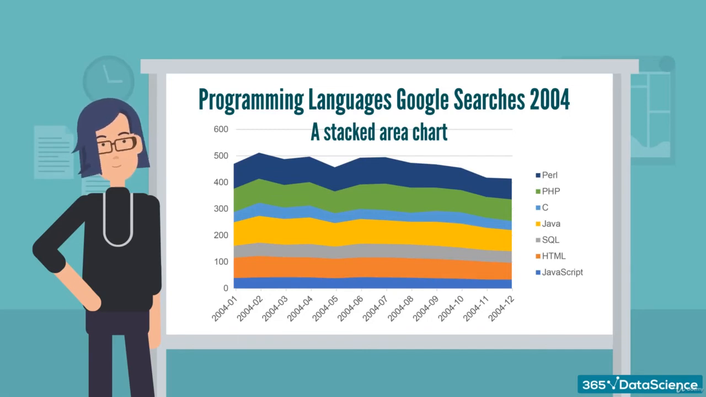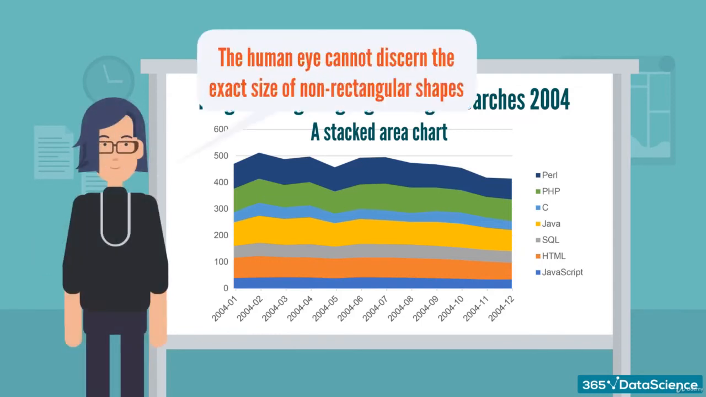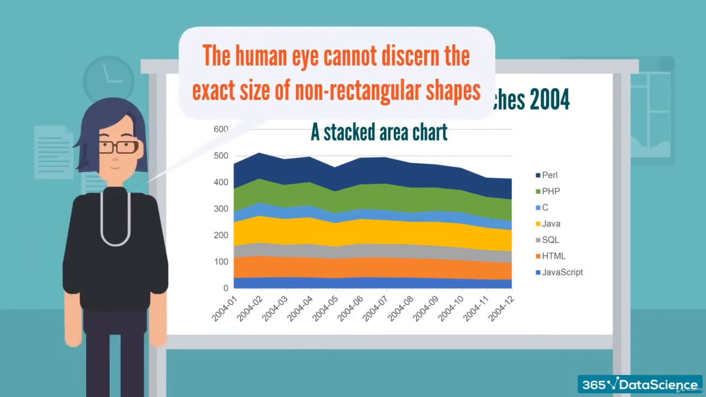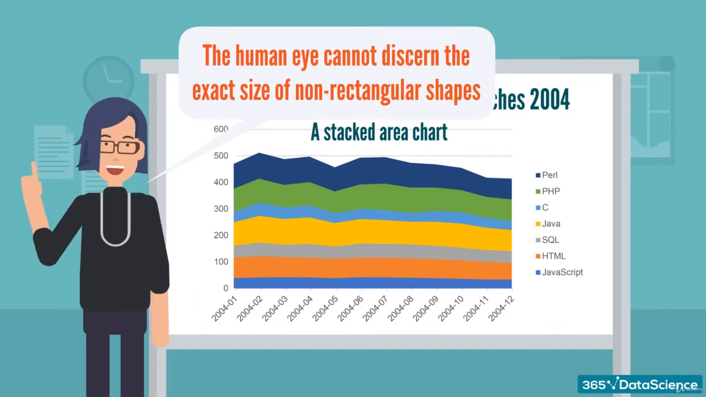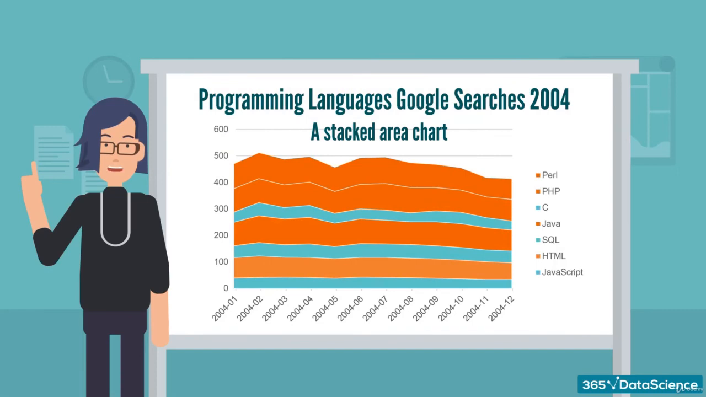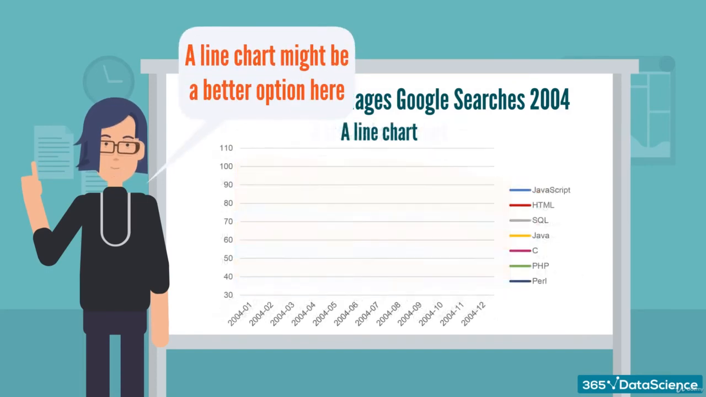This is another important aspect to consider. As we've discussed, the human eye cannot discern the exact size of non-rectangular shapes. So if we have categories of similar size to each other, a line chart might be a better option.